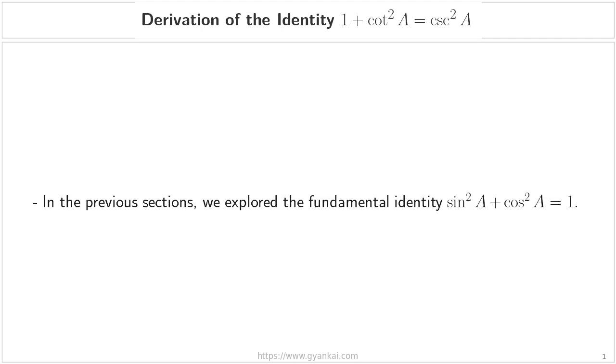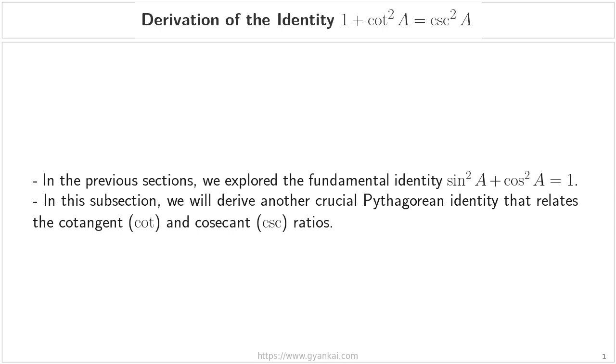Welcome, everyone. Before we dive into today's new topic, let's take a moment to reflect on what we have already mastered. In our previous lessons, we explored the most fundamental identity in trigonometry, which is sine squared A plus cosine squared A equals 1. Building on that foundation, in this current subsection, we are going to move one step further. We are going to derive another crucial Pythagorean identity, one that specifically relates the cotangent and cosecant ratios.